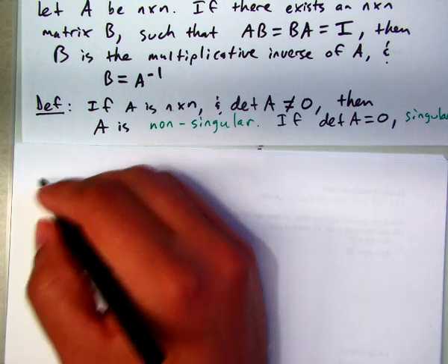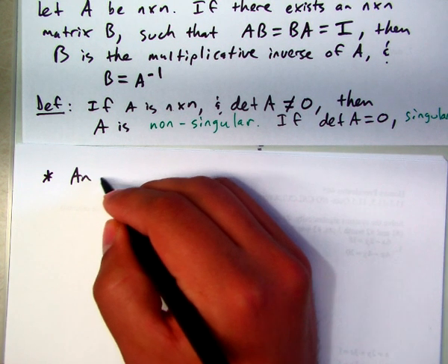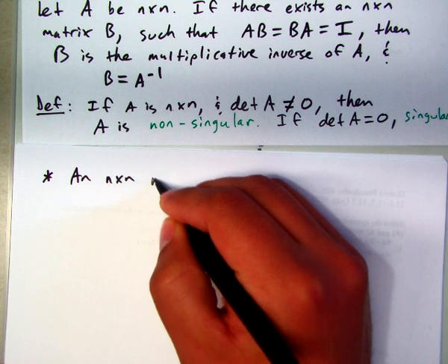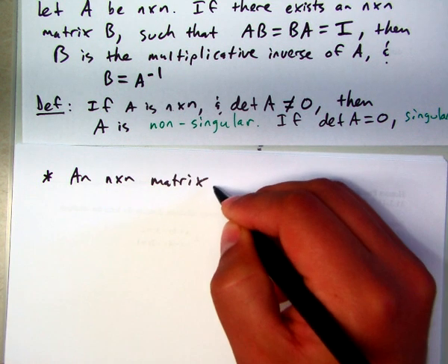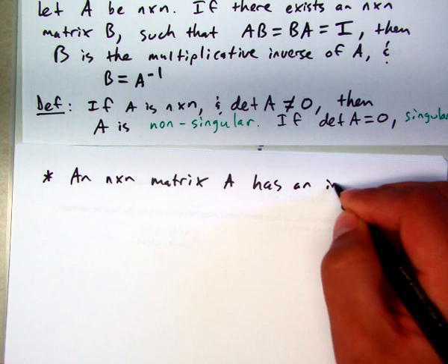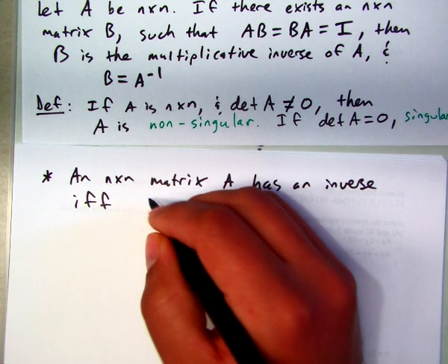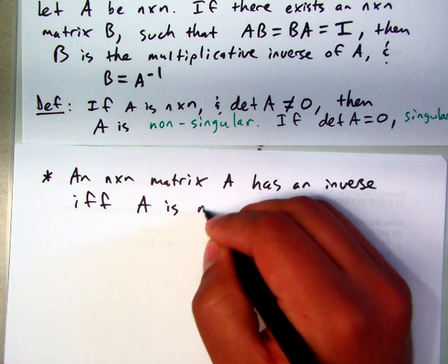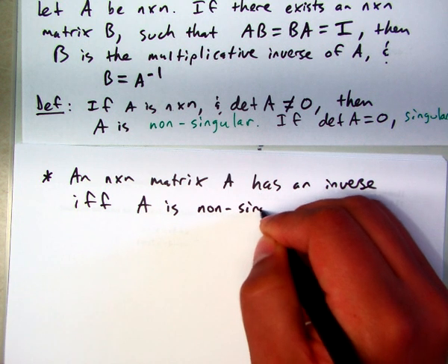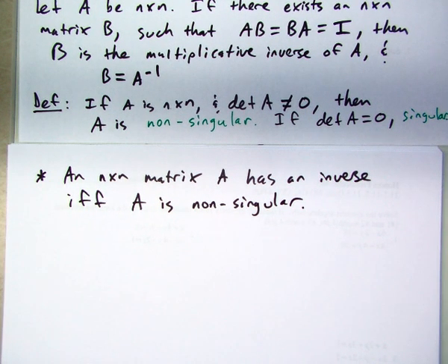Here's an important side note. An n by n matrix, let's say A, has an inverse if and only if A is non-singular. In other words, the only way that an n by n matrix will have an inverse is if the determinant of A does not equal 0.